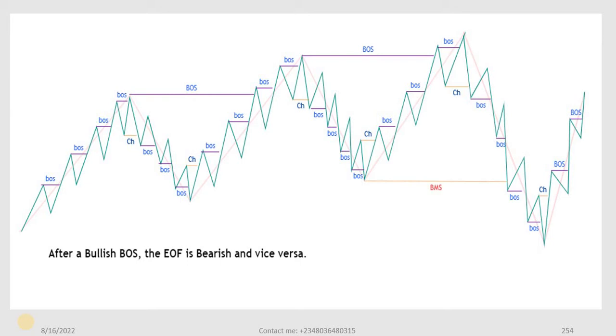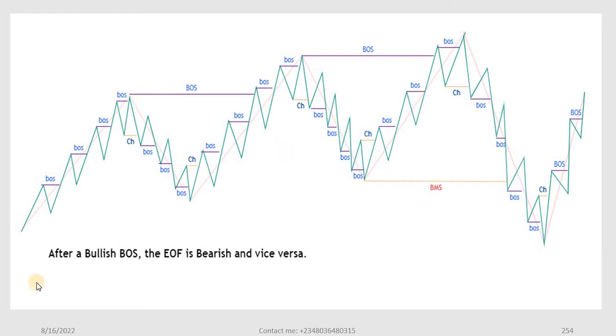In today's video, we are going to be focusing on change of character. We already explained change of character to mean the change of the trend of the internal structure of the market. And what do we mean by internal structure? By internal structure, we mean the market structure of a lower time frame when considering a higher time frame.